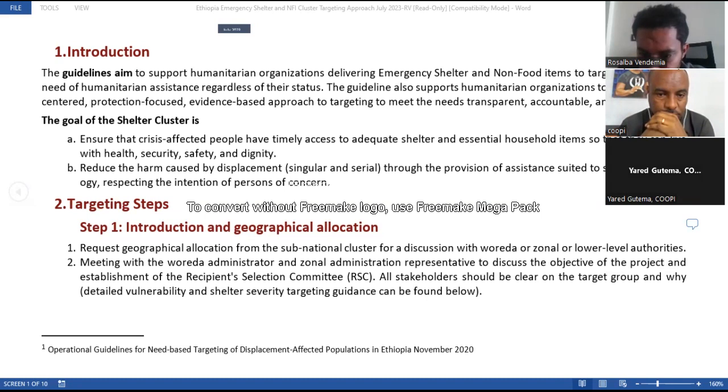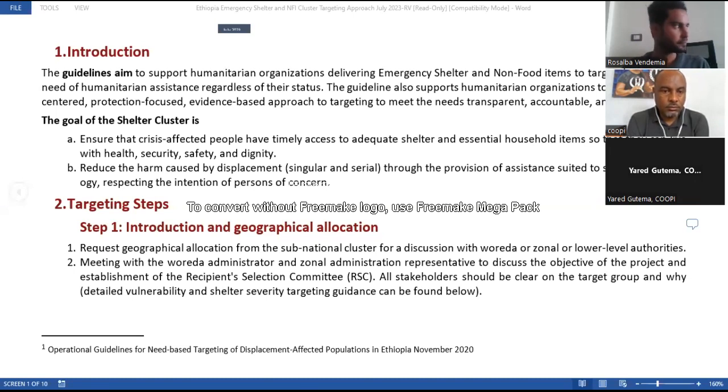So to continue with the discussion session, this document is in progress. It is under development by the Ethiopian Shelter and NFI cluster to ensure adequate beneficiary registration, targeting, and response process. The Shelter and NFI Cluster SAG members are reviewing this, including Rosalba from our country office.